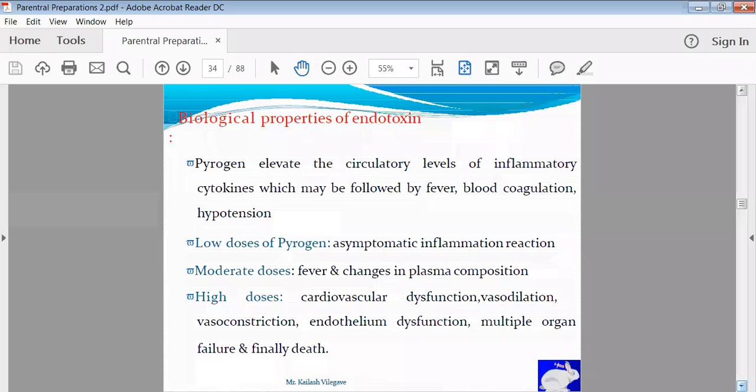That's why, when we are using such parenteral preparations, we have to take care regarding the absence of pyrogen. Pyrogen should not be present in your product. If it is present, then that kind of product should not be administered to the patient.